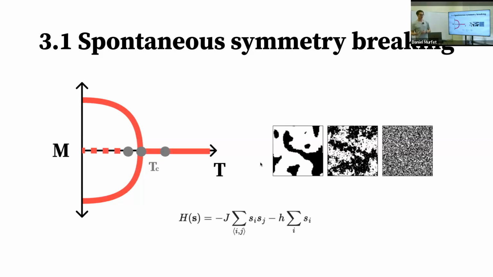So here are a few examples of what the system looks like at different points. For low temperatures, you see these large regions, domains where spins line up. At criticality, you have this fractal structure where you see fluctuations on every length scale. And then in the high temperature regime, it's just white noise.